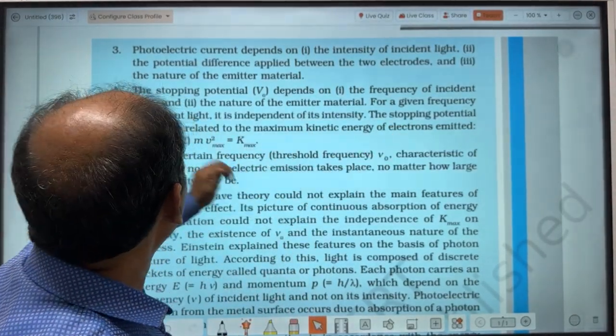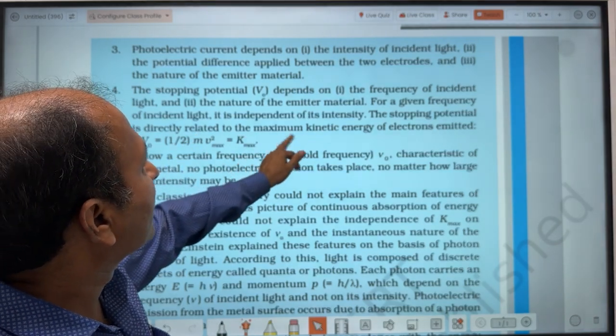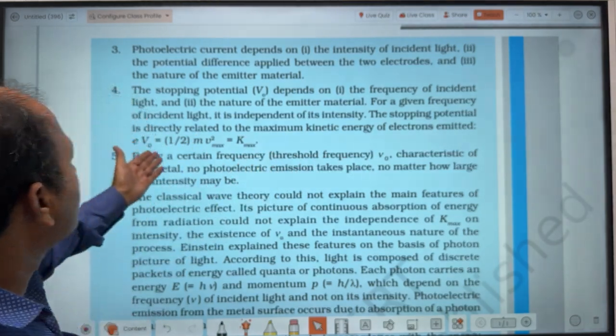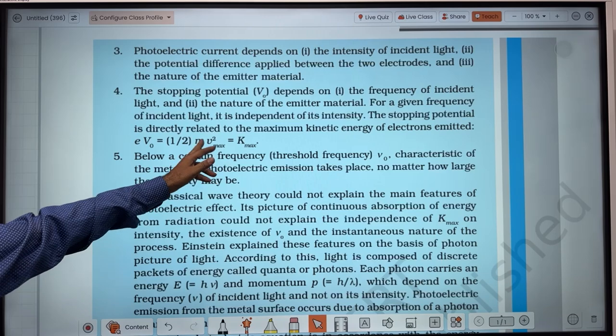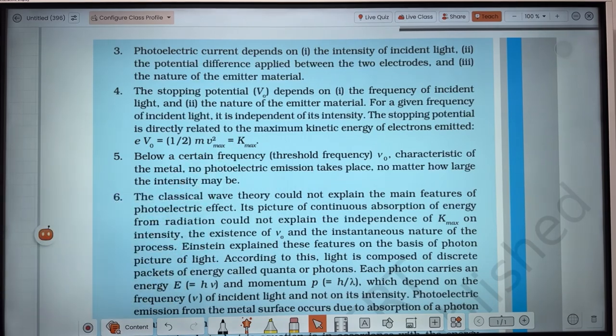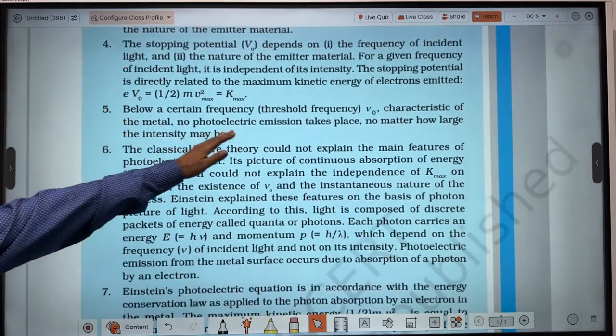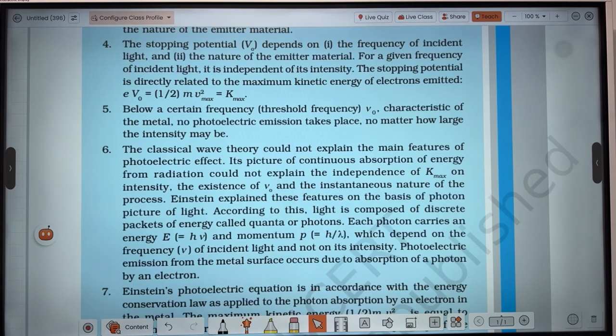The stopping potential is directly related to the kinetic energy, that is eV0 equal to 1/2 m v max square, which is K max. Below a certain frequency, called threshold frequency nu 0, characteristic of the metal, no photoelectric emission takes place, no matter how large the intensity may be. What does this mean? It means by increasing the intensity of light, photoelectrons can't be emitted if the frequency is below the threshold frequency, right?